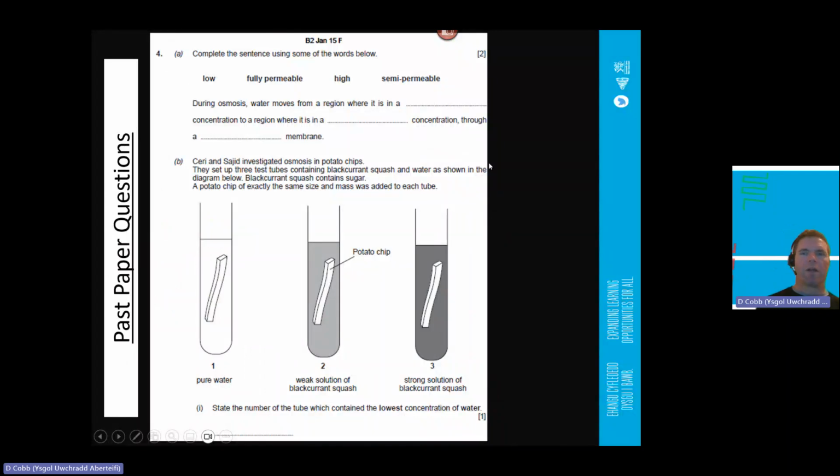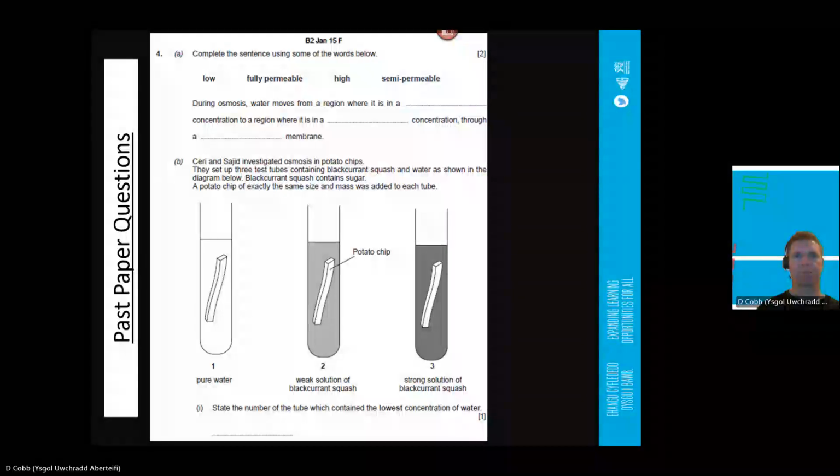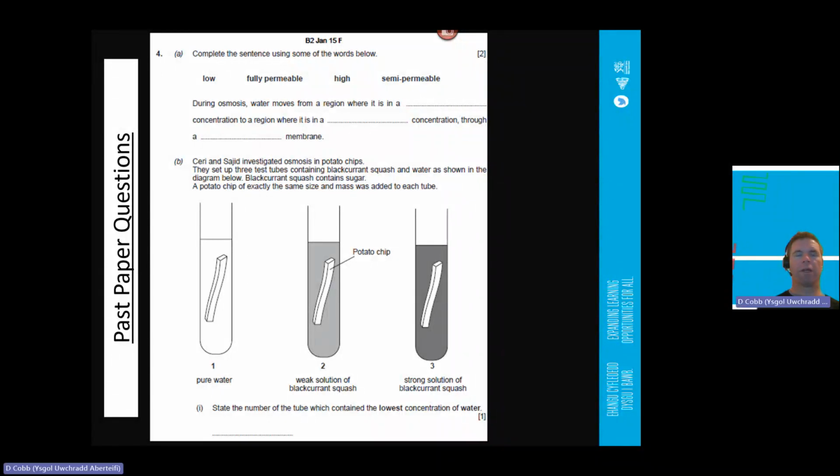Right, okay. We're going to look at a number of past paper questions now, which are all pretty similar, actually. I'm going to give you a chance to pause and have a go, and then we'll go through these questions. Okay, so the first one here is quite nice. It's a foundation question. It's just fill in the blanks, and they give you the words.